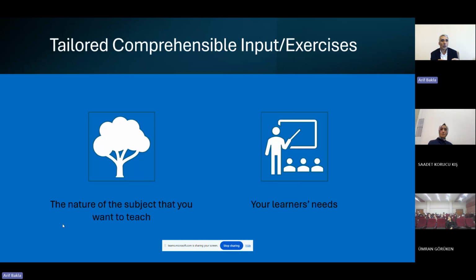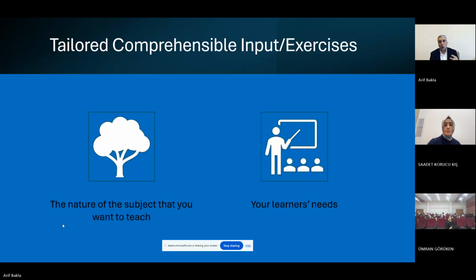In language learning, comprehensible input is very important. It's something like you have a pot or a jug. You have to pour something in order for the liquid to overflow. And input, comprehensible input, is in that case the liquid. You should pour it all the time. It will somehow overflow when you have provided enough of it. So the nature of the subject that you want to teach is important over here.